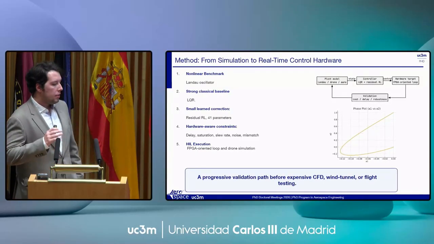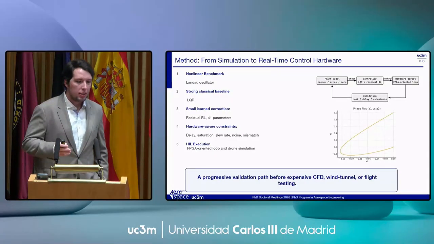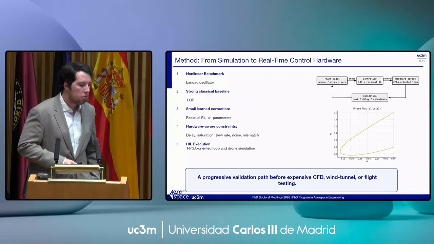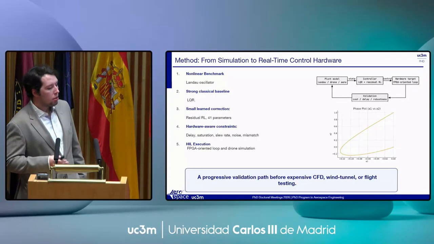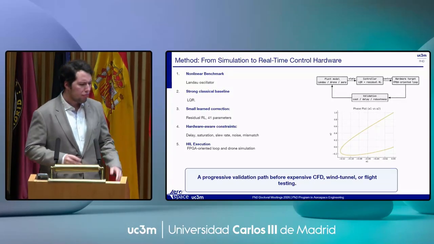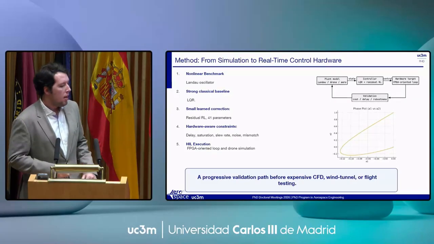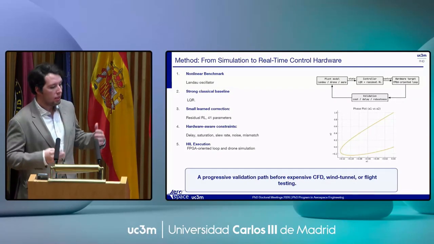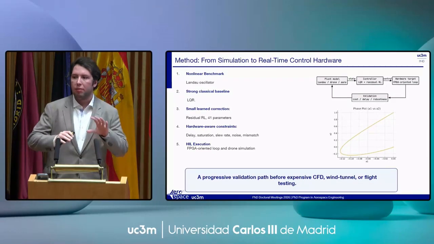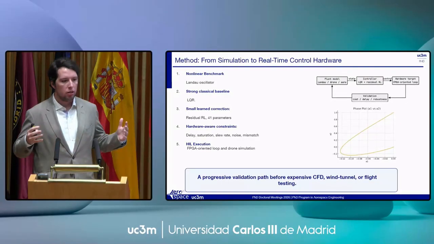And then we're going to have the small learned correction. It's going to be what's called residual RL, which in my case is a 41 parameter neural net that is capable of giving some nice results. Finally, we add some hardware-aware constraints with delay, saturation, slew rate, noise, mismatch, a little bit of everything, just to make sure that what we're doing on hardware works well. And finally, we have the HIL execution, right? This is going to be living on a real example, or even a simulated example, in which we have a computer and an FPGA working together just to try to get all these together.